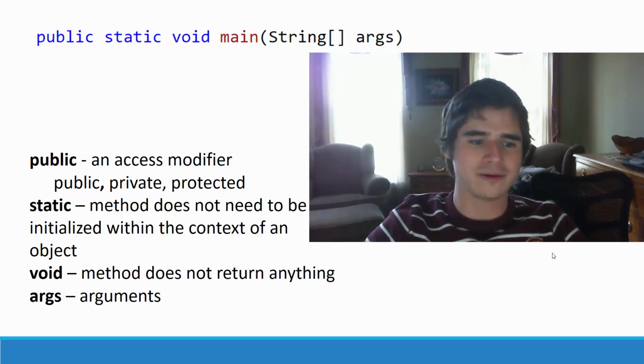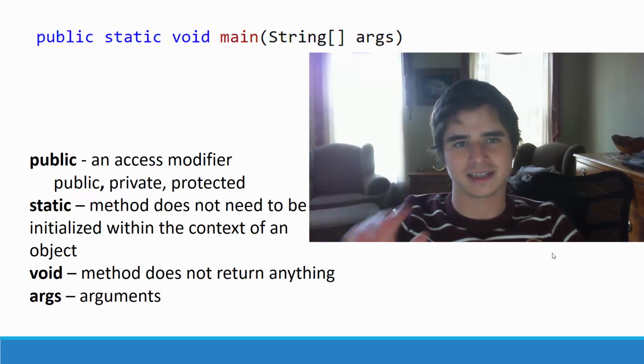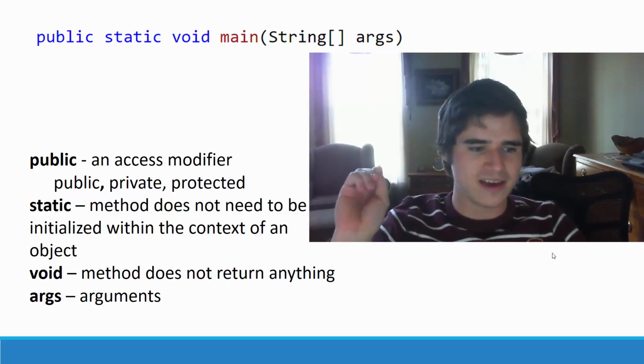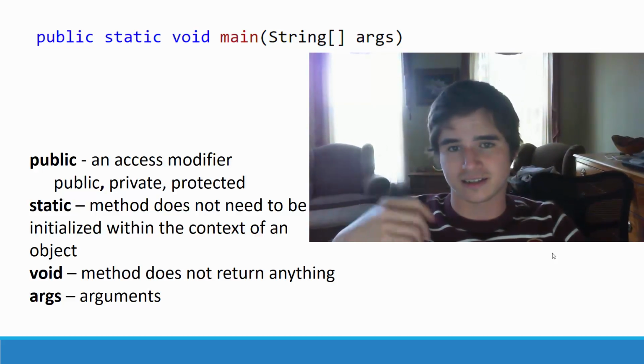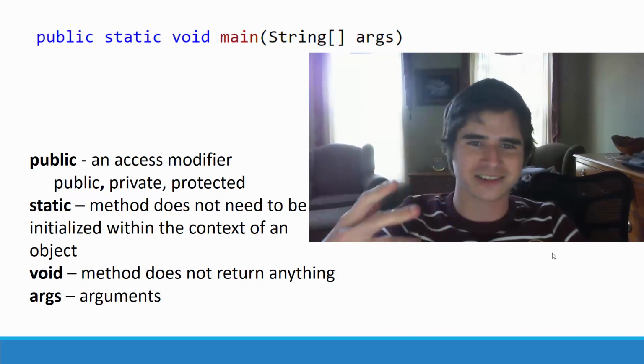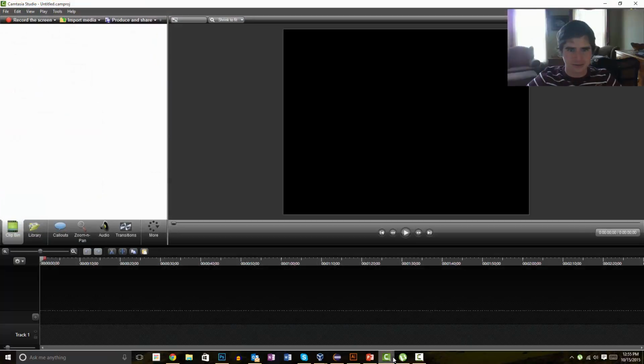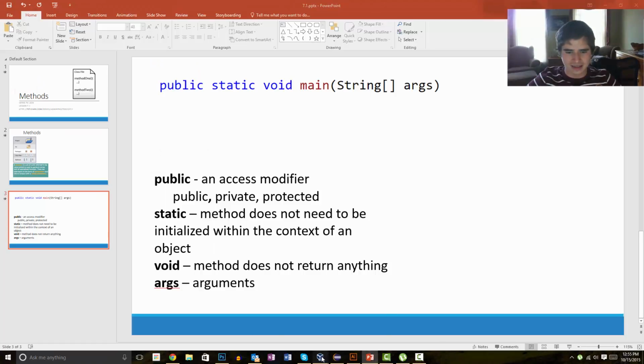And then the void keyword means that the method does not return anything, so it doesn't return a value. It doesn't send anything out. Stuff comes in, but it doesn't go out. And then the args are a string array of arguments that are passed on the command line. We're not going to really get into that too much yet, but let's take a look at Eclipse.